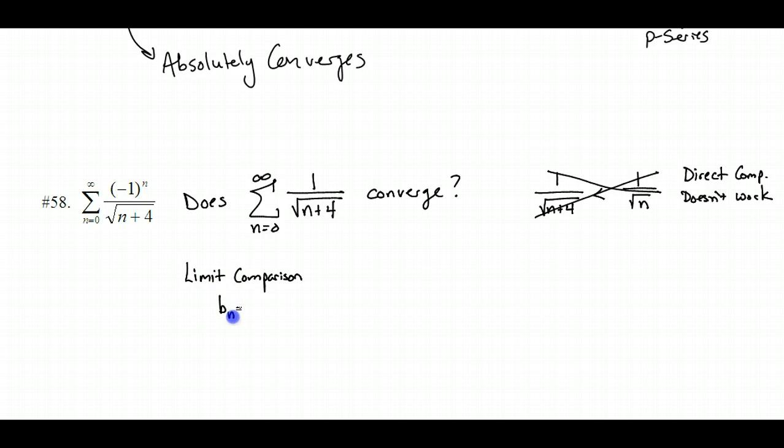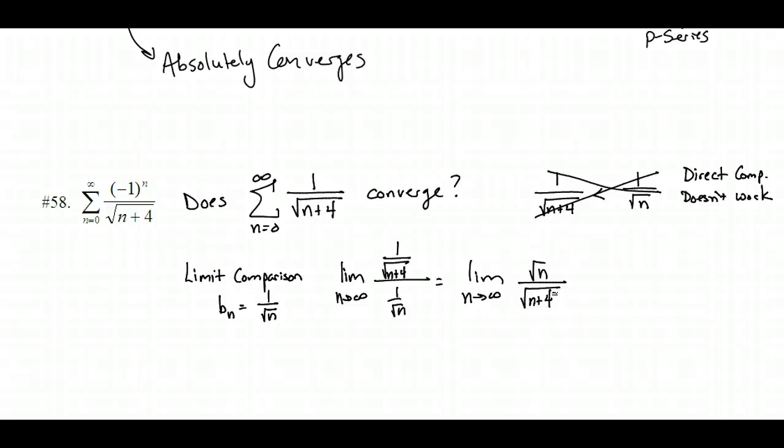So limit comparison, we're going to say b sub n is equal to 1 divided by the square root of n. Limit as n is approaching infinity, and for our limit comparison test, we need a sub n, which is our original, divided by b sub n. So a sub n, 1 divided by the square root of n plus 4, over 1 over square root of n, which I know you probably just wrote out as square root of n divided by square root of n plus 4.